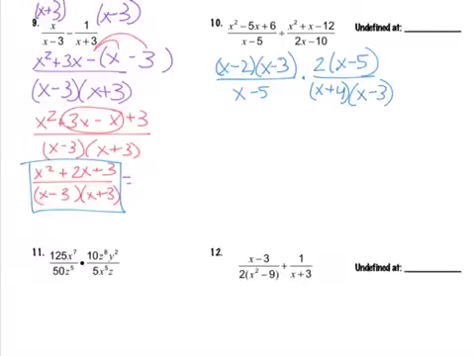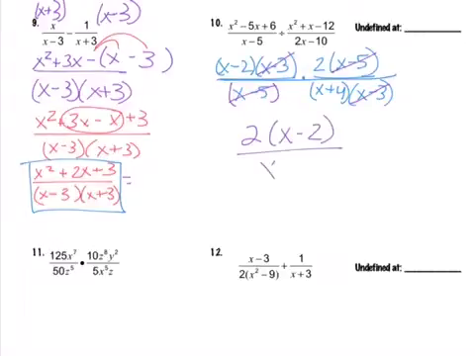Now, because we're multiplying here, I can make this one line. And that's what I like to do. I don't know what your teachers like to do. So I know I can cancel those out. This is together, so those cancel. And what I have left is 2 times x minus 2 on top and x plus 4 on the bottom.